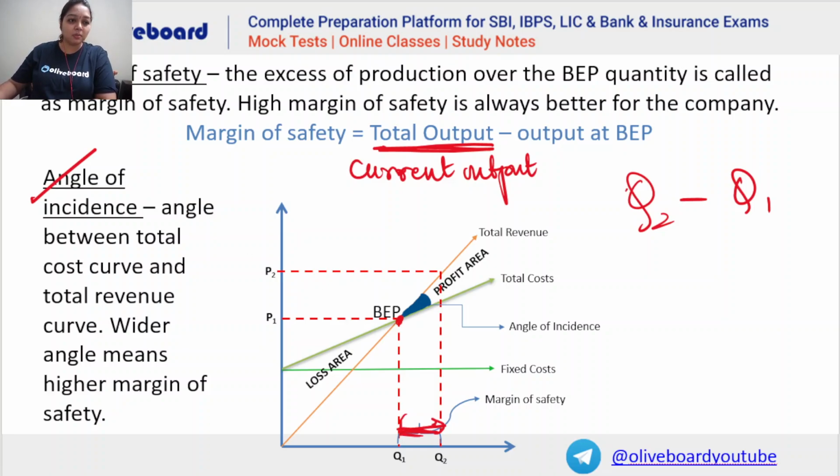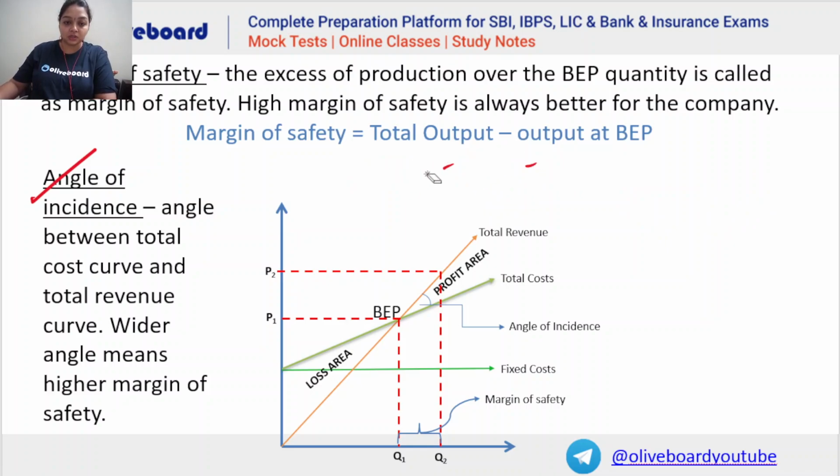So what do you mean by margin of safety? It means the company has that much margin where it is safe even if a little loss happens, because it is producing more than the break even point. It is in an area of profit. Even if a little loss occurs, it is okay. So that's why we call it margin of safety.